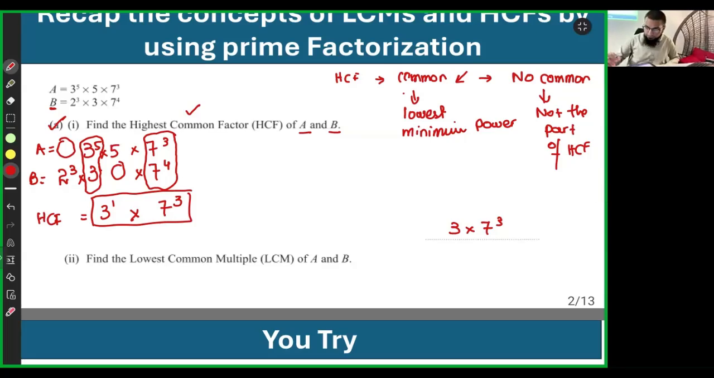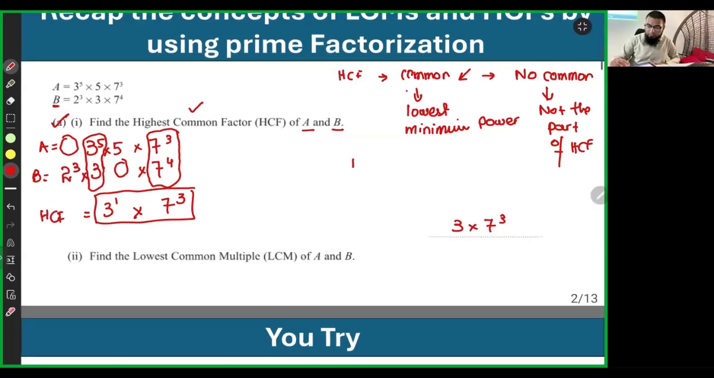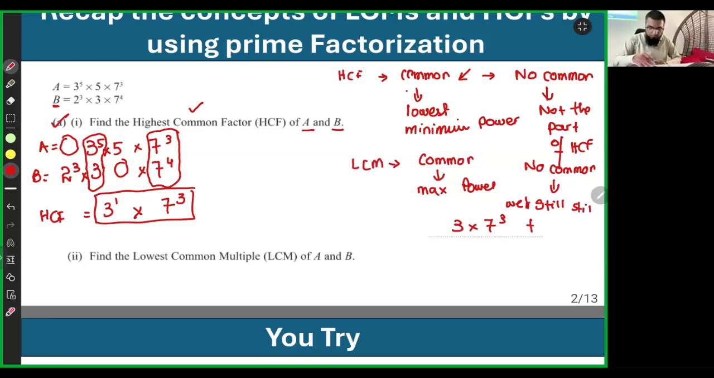Okay, now for the LCM, which is the opposite of HCF. Here for common bases the minimum power was taken, so for LCM, in common we need to take the maximum power. Got it? And if there is no common, no problem, we'll still take that number in the LCM.